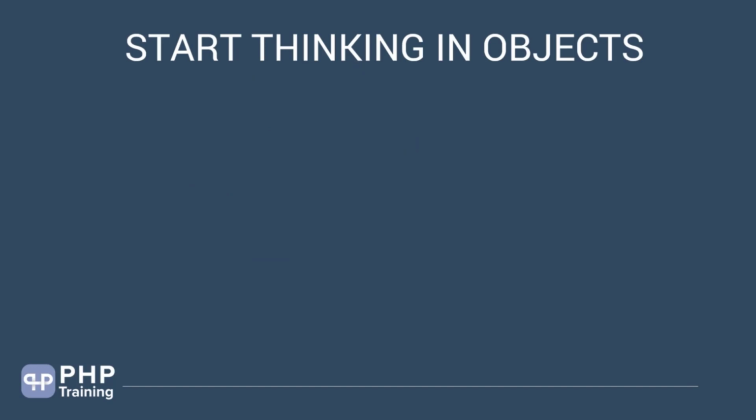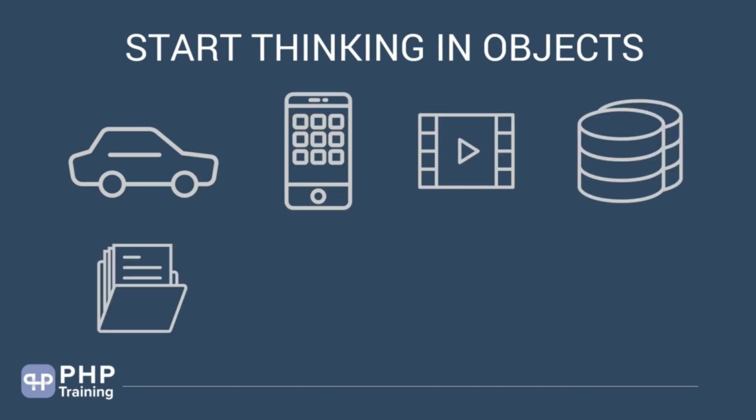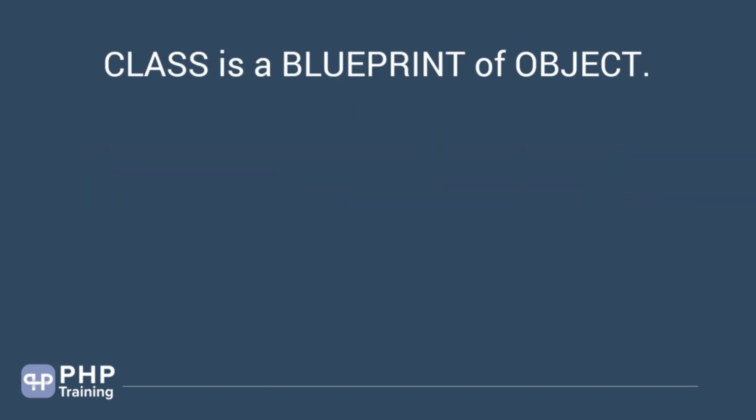Well, in the previous lecture, we started thinking in objects. We said everything that we define in our programming style, we first have to define it as an object. So we talked about car object, phone object, video object, database, then your files and folders, users, mail, and download. So anything that you are writing a program, you have to first define them into objects. Then what is classes? Class is basically a blueprint of an object. Well, class is a specification or a definition of an object, where an object is basically something you can start using. Class is just a specification, like a documentation of that object.